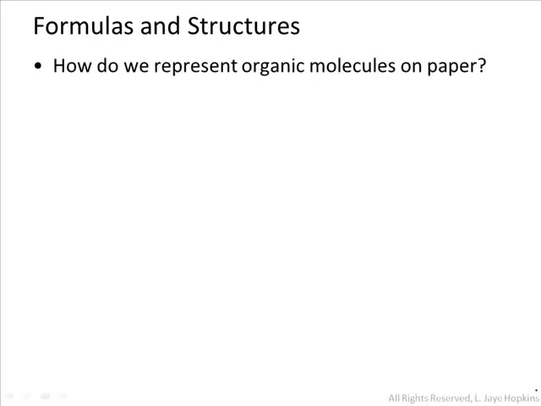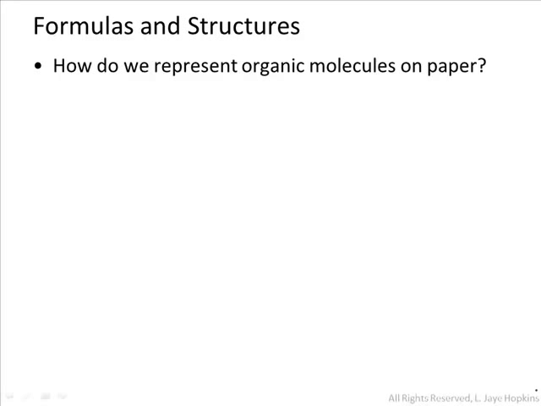Okay. Now that we've looked at what these molecules actually look like in three dimensions, let's talk about how we represent them on paper. This is basically the issue of writing out chemical formulas and structures. Now, in organic chemistry, we have to consider how to write them on paper in more detail than we may have used in general chemistry. And the reason is, in organic chemistry, our molecules tend to be much larger and much more complex.